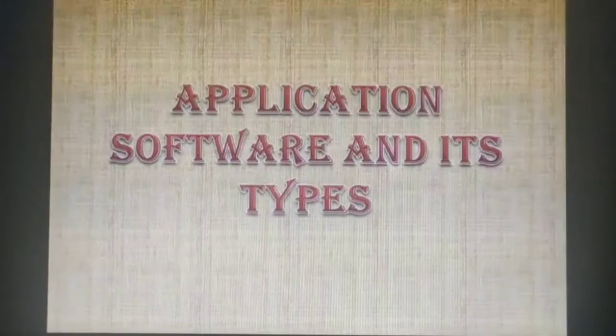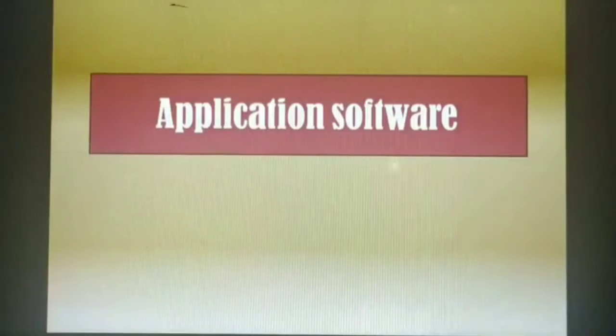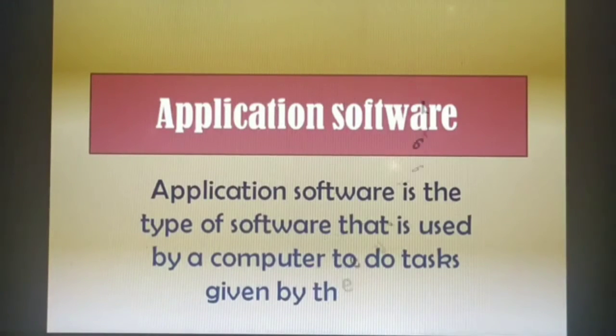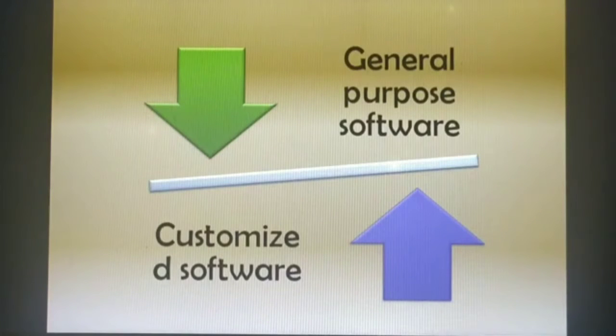Application software and its types. The application software is the type of software that is used by a computer to do tasks given by the user. And these tasks are other than the starting and running of a computer system. There are 2 types of application software: general purpose software and customized software.